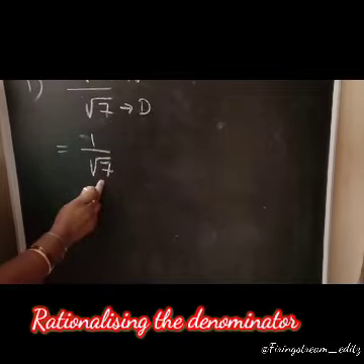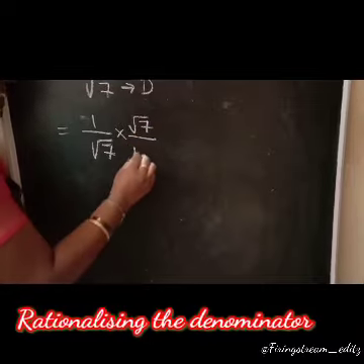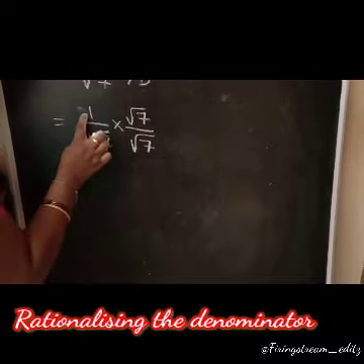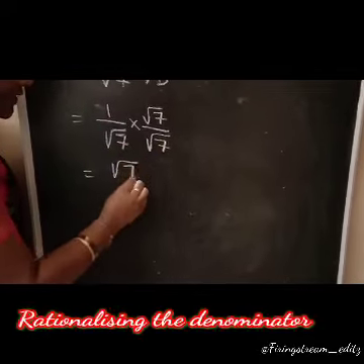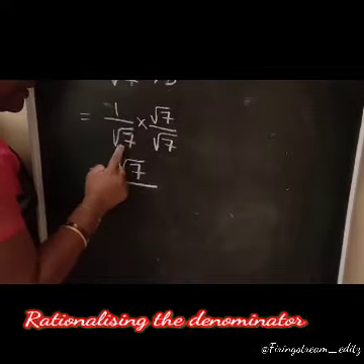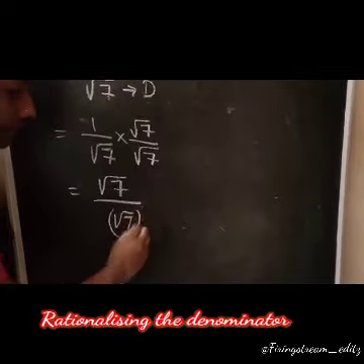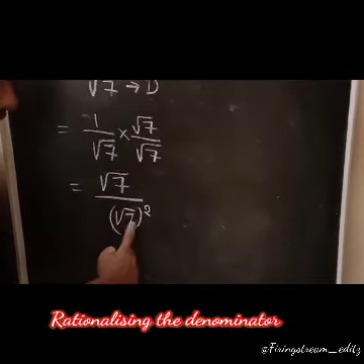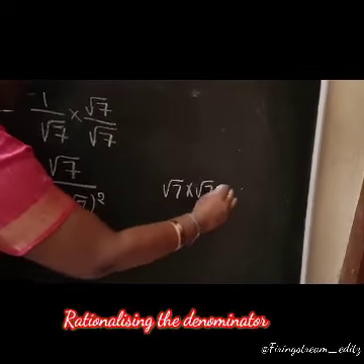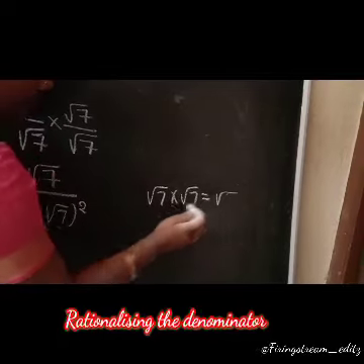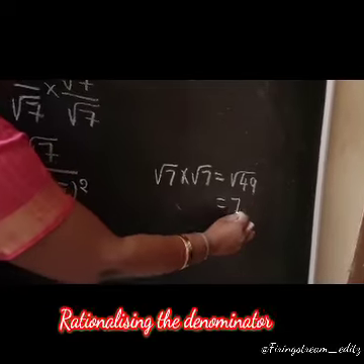The square root of 7 should not be here, which means we have to multiply and divide by the same number in the numerator and denominator. 1 into square root of 7 gives square root of 7. Here in the denominator, square root of 7 into square root of 7. So square root of 7 we have 2 times, that's why square root of 7 the whole square. This means you multiply square root of 7 by itself. So square root of 7 into square root of 7 is square root of 49. Square root of 49, the value is 7.